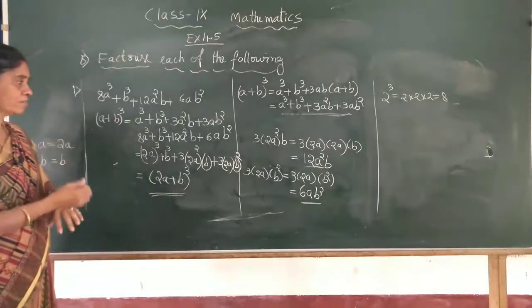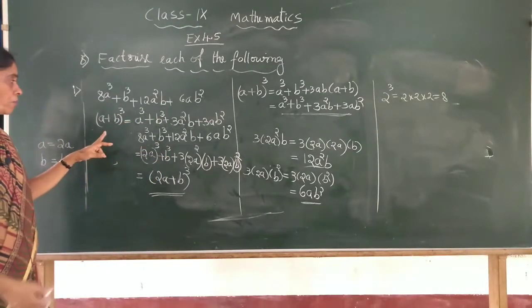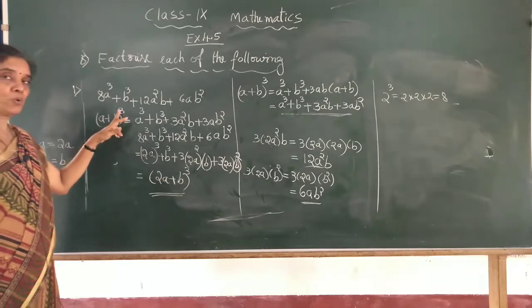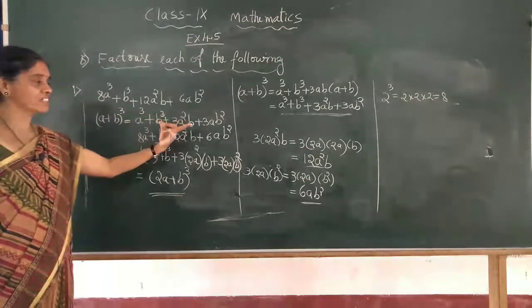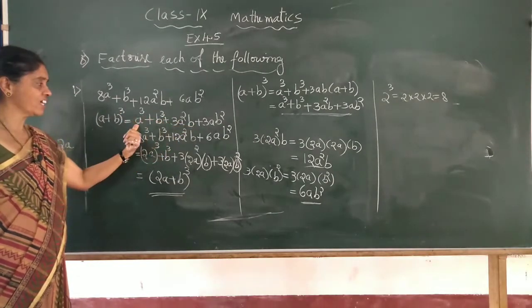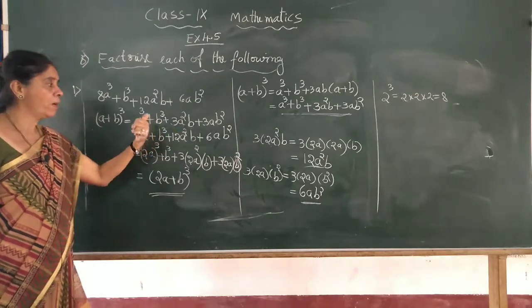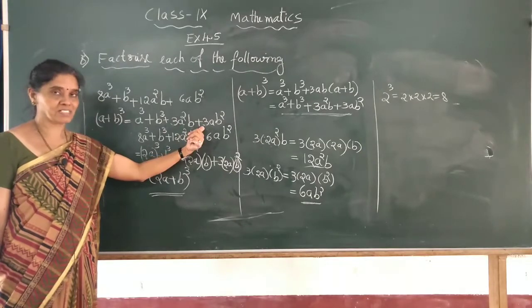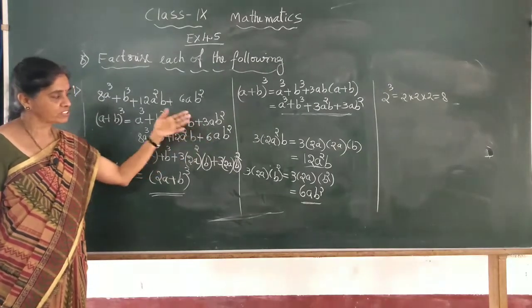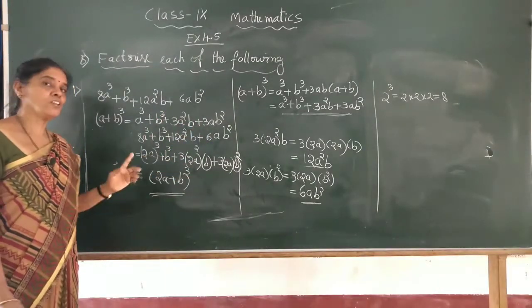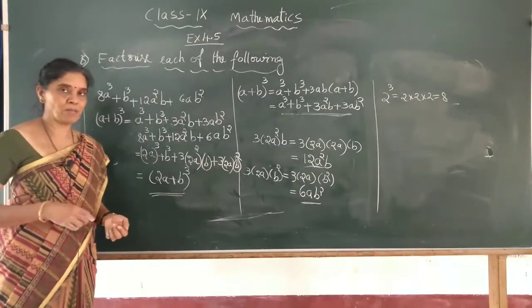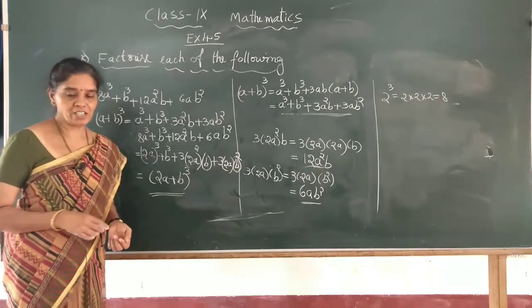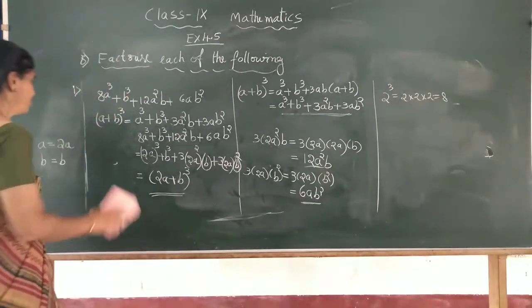If a minus comes in the problem, I will do one problem. If (a minus b) whole cube is given, what is the answer you will get in the last step? It is a cube minus b cube minus 3a square b, but this one you will get a plus in the identity. So in the same manner you simplify. I will do one more exercise problem, you will understand. Okay. So one more problem we will do.